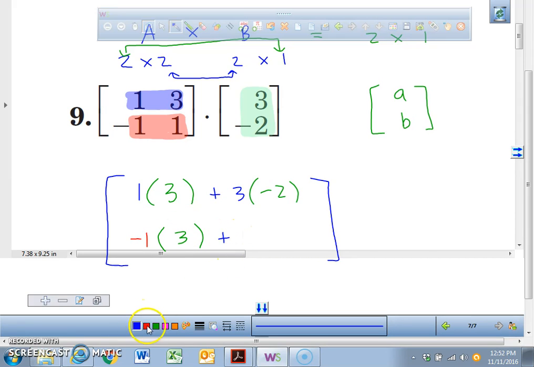Plus. Now that we've done -1, we're going to move to the right. We're going to have the +1, and +1 is going to be multiplied to the -2. Now, write this down. I'm going to pause real quick. Write this down. We're going to look for a pattern.